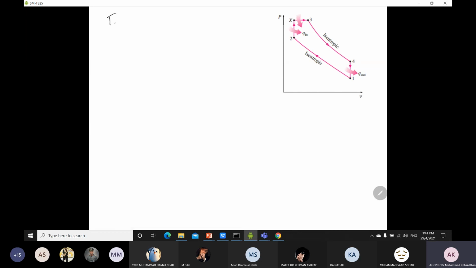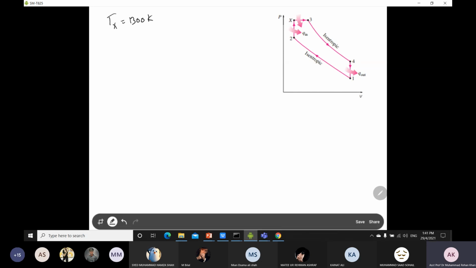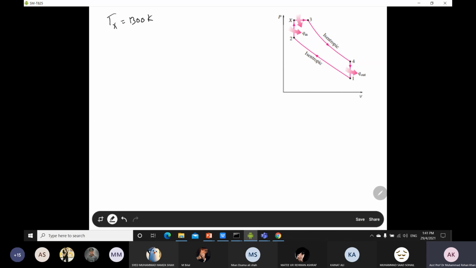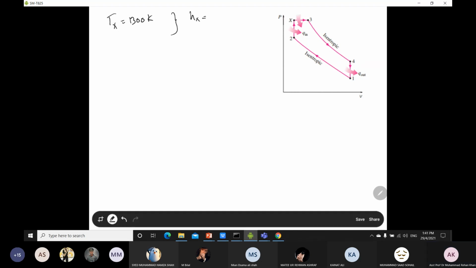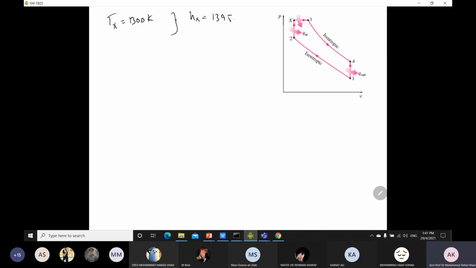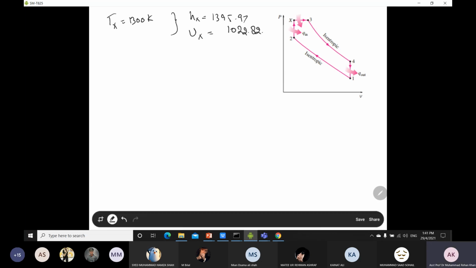Okay, so now we have the value of Tx equal to 1300 Kelvin. So you go directly to the thermodynamic table. You can easily find the temperature range for 1300 Kelvin, and you have to note down the value of enthalpy, Hx, equal to 1395.97 kilojoule per kg, and the Ux value equal to 1022.82 kilojoule per kg. We can easily find these values in the thermodynamic table.